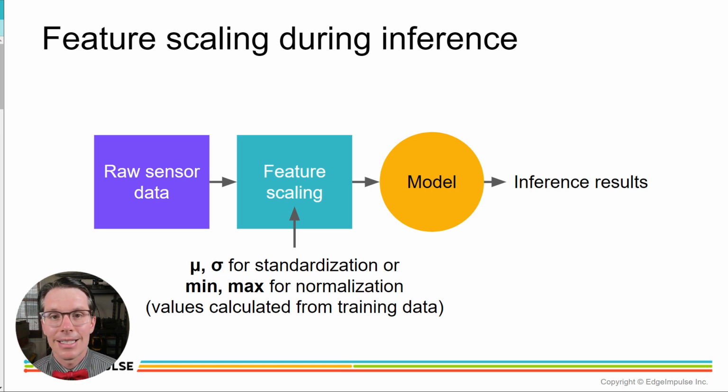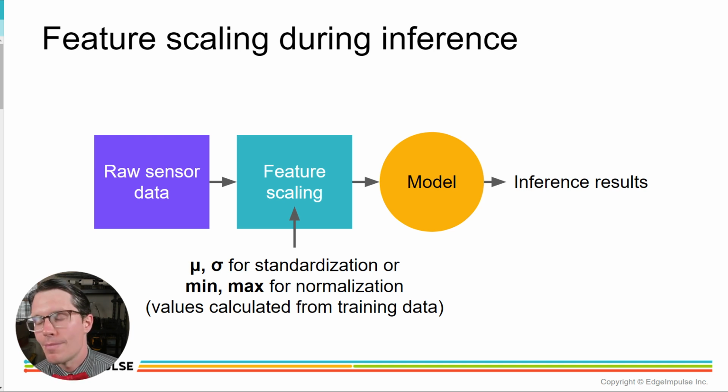Keep in mind, since we did that for our training data, we have to continue to do that for our inference data when we go to deploy this model. So we're going to collect raw sensor data. We are going to perform feature scaling using the mean and standard deviation that we calculated in the previous episode. We're going to send this now scaled feature set to our model to perform inference, and then we get those results out.